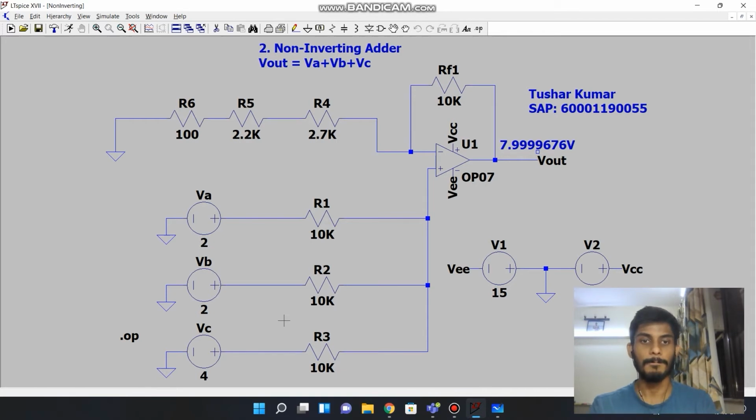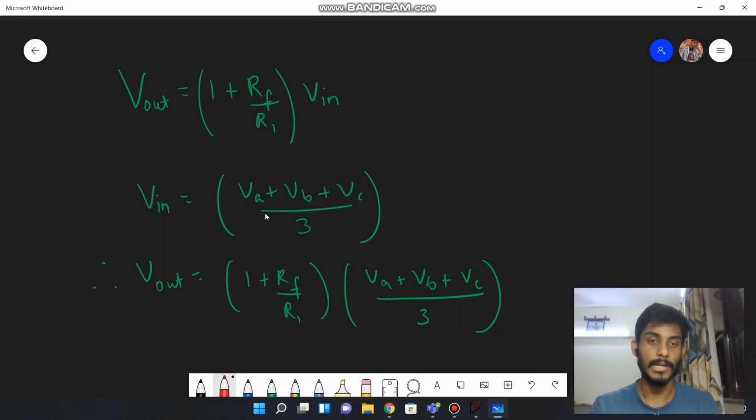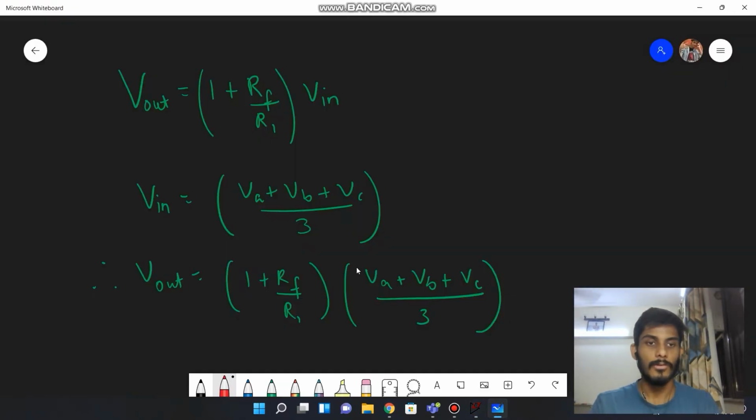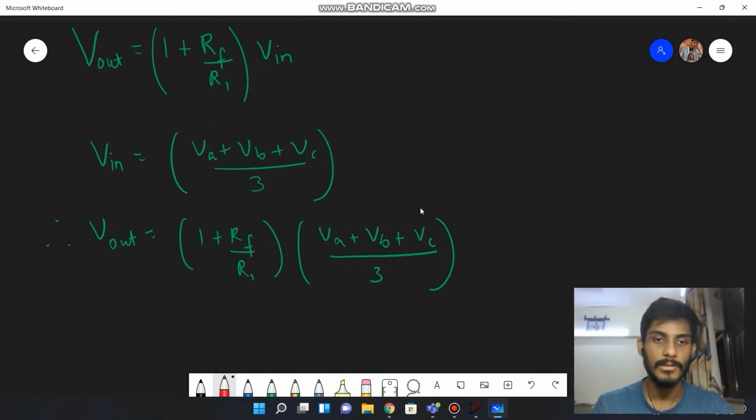Yes, so we have the values of Rf, R1, R2, and R3 as 10 kilo ohms, and all of them are the same, because for these coefficients we need 1 before Va, Vb, and Vc. So 10 upon 10 is 1. Therefore, we are taking all the values as 10 kilo ohm. So ultimately on calculation, we get Vn as Va plus Vb plus Vc by 3. And after substituting Vn in the Vout equation, we get this.